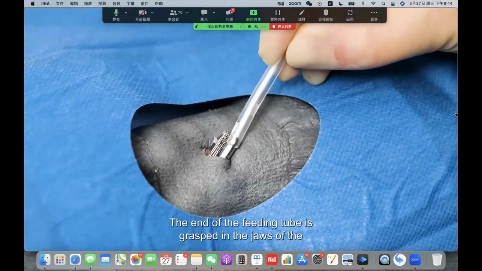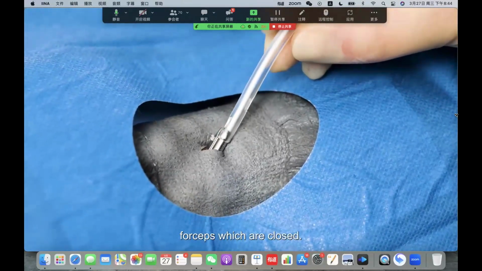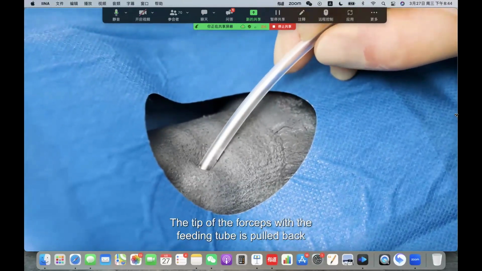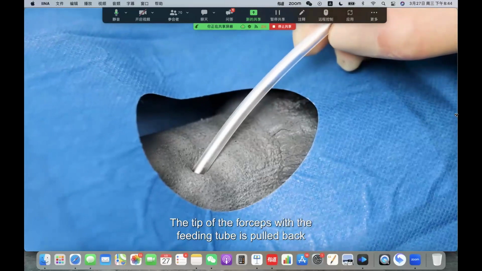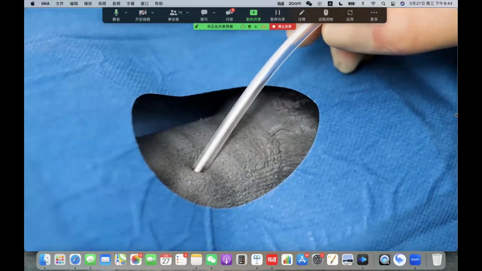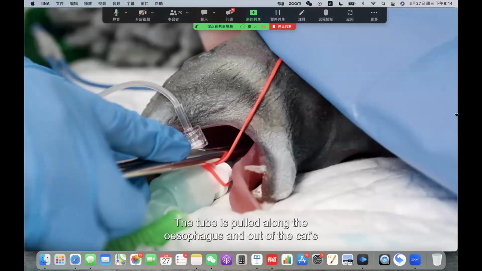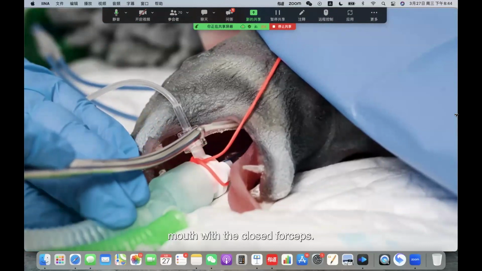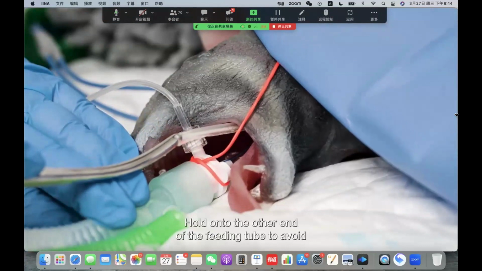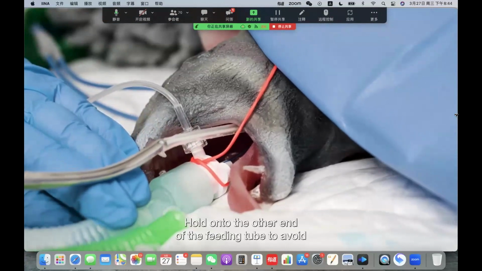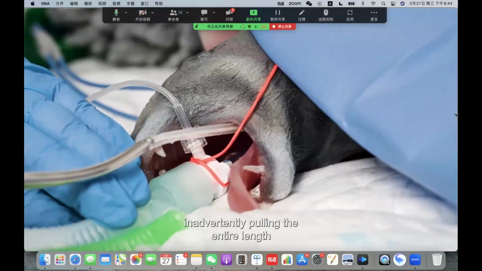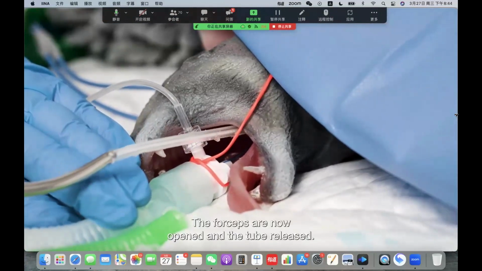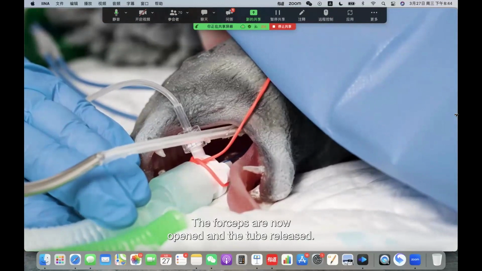The end of the feeding tube is grasped in the jaws of the forceps, which are closed. The tip of the forceps with the feeding tube is pulled back into the esophagus. The tube is pulled along the esophagus and out of the cat's mouth with the closed forceps. Hold on to the other end of the feeding tube to avoid inadvertently pulling the entire length into the esophagus. The forceps are now opened and the tube released.